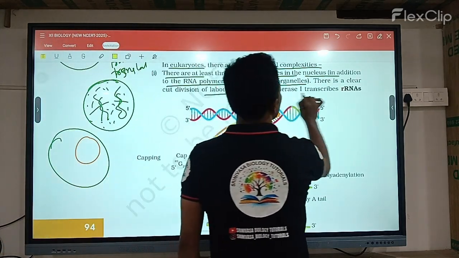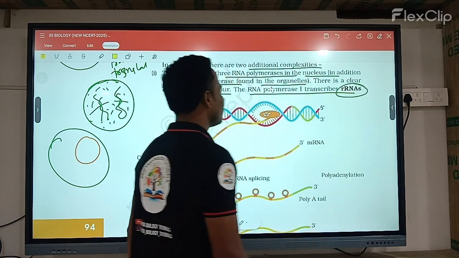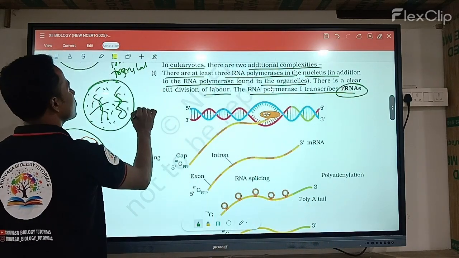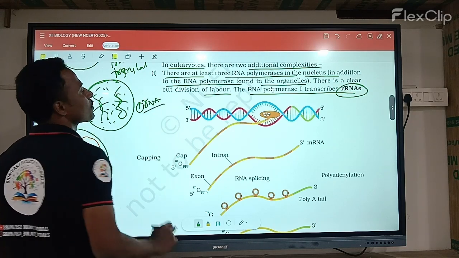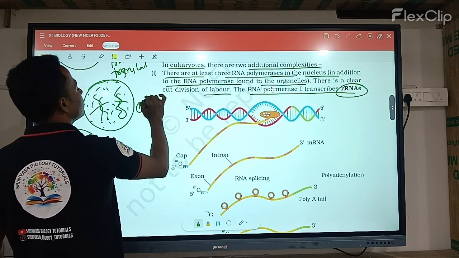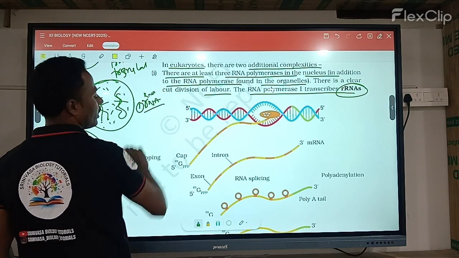Here RNA polymerase one transcribes rRNA. So for example, the first one is rRNA.